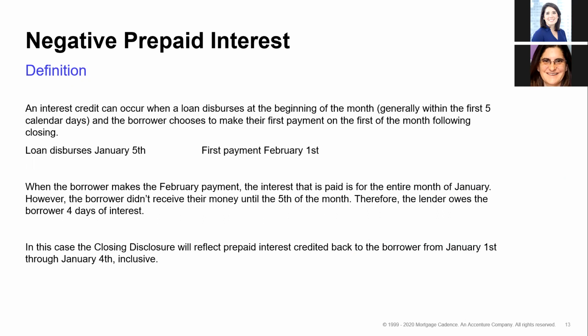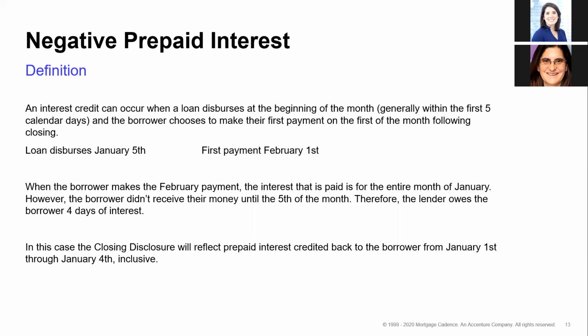When the borrower makes their February 1st payment, they're paying interest for all of January. So now what happens? They just paid interest from January 1st to 4th, days they didn't have the money. That means the lender owes it back to them. That's how we get an interest credit. It only occurs in those scenarios where you've got a closing and then the payment doesn't skip a month. It's the month immediately thereafter, like this.